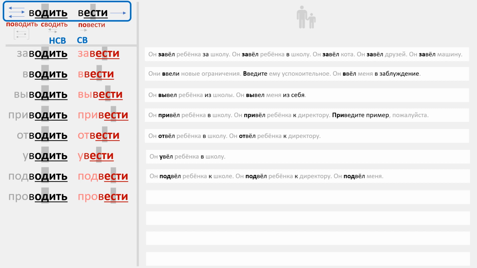To hold events, to hold contests, meetings, seminars, classes, and so on. They hold 2 contests every year. Они проводят 2 конкурса каждый год.